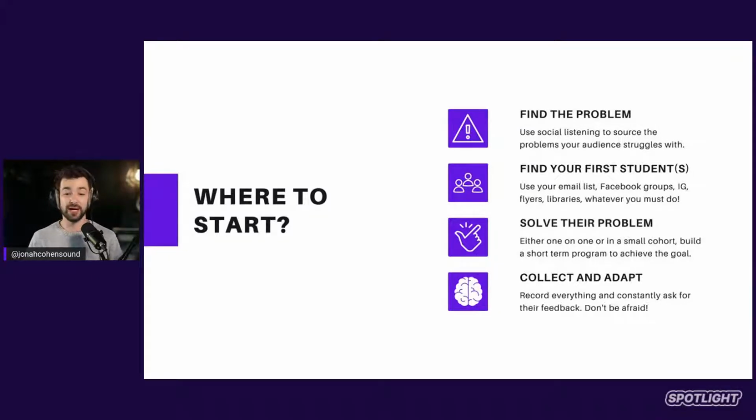Next, you're obviously going to need to solve their problem. So once you've found the problem and you've found the students who have that problem, you're going to need to fix it for them either in one-on-one coaching or in a small cohort. You're going to build a short-term program to achieve that goal and prove its value and the transformation that you're promising.